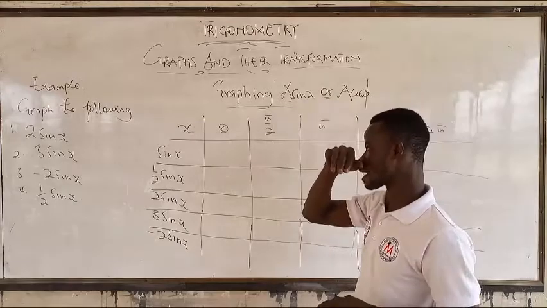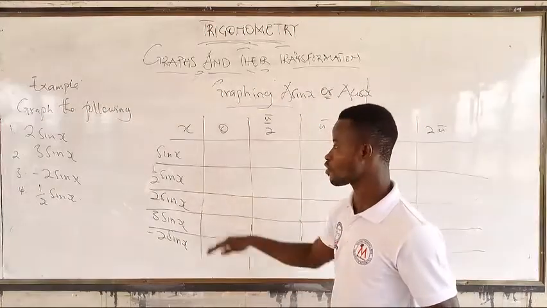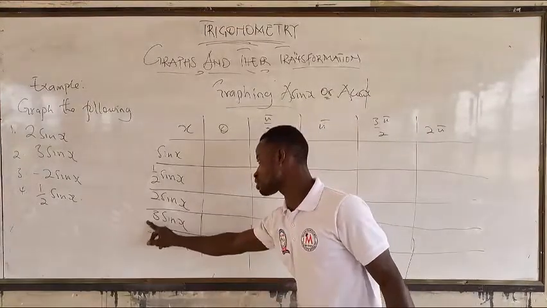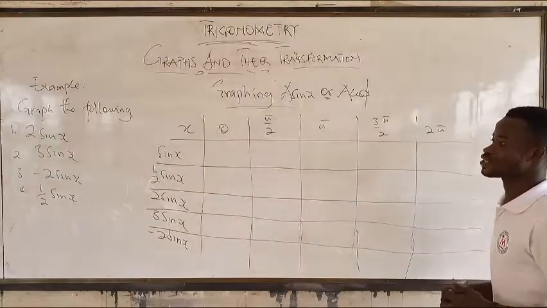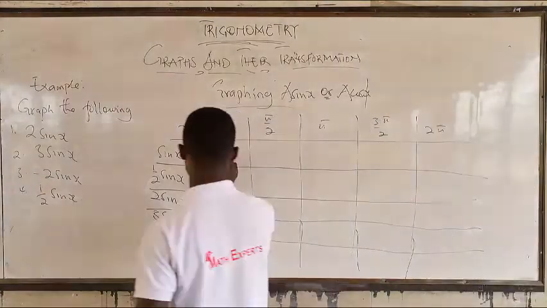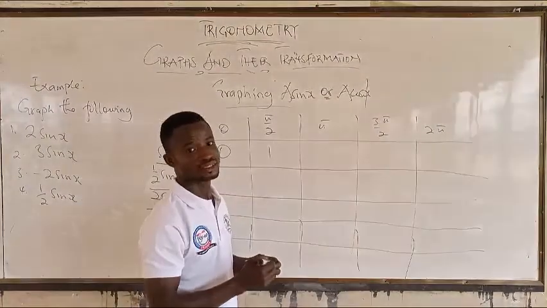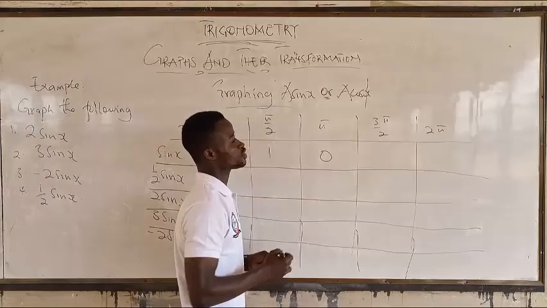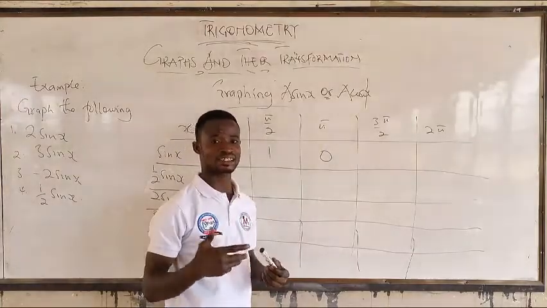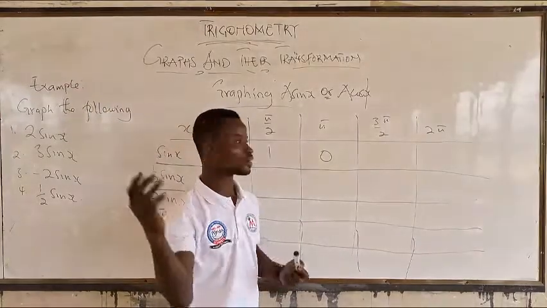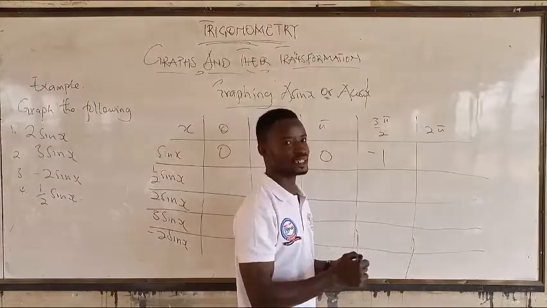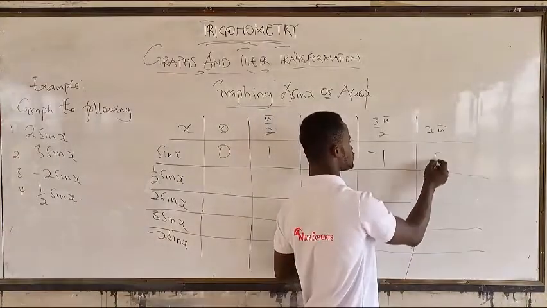So let's do that for sine. Let's first do sine x before we come to the others. For sine x, what is sine 0? Sine 0 is 0. Sine pi on 2 will give you 1. Sine pi will give you 0. Make sure you use your calculator. And sine 3 pi on 2 will give you negative 1. And sine 2 pi will give you 0.